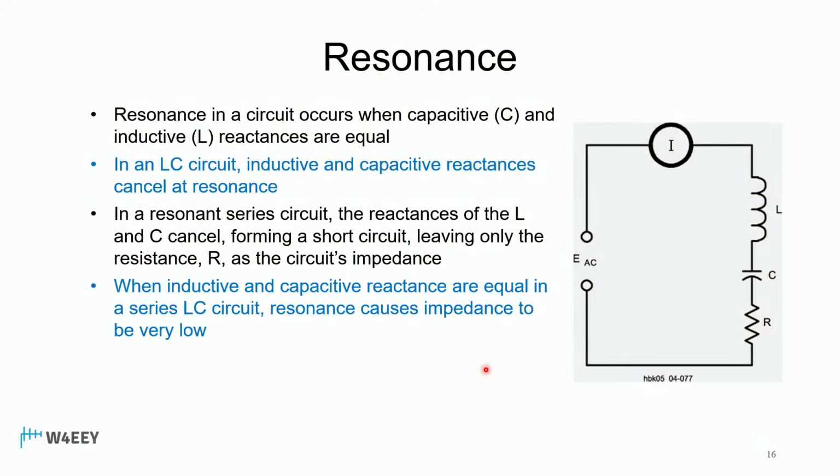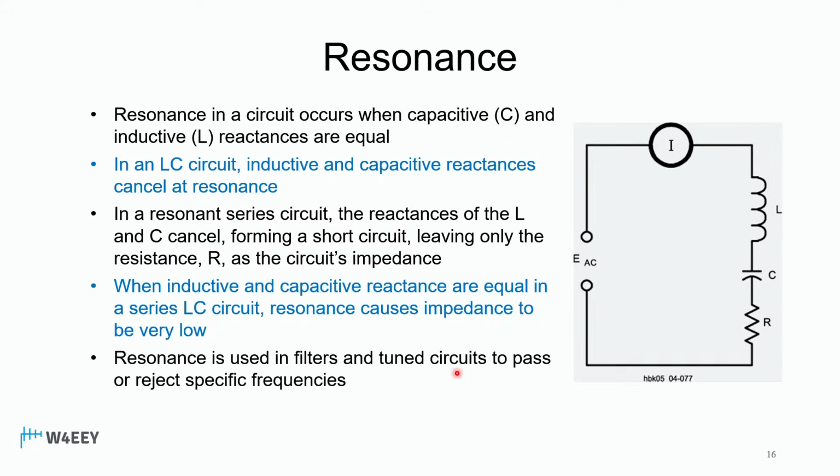So when inductive and capacitive reactance are equal in a series LC circuit, which this is, resonance causes impedance to be very low. I said it was like a short circuit. Their definition of very low is what I'm calling basically a short circuit. Now, why is this valuable? Well, as the frequency varies, you can see that we're starting to get the concept of selectivity. We can use this concept in tuned circuits to pass certain frequencies or reject other frequencies to allow you to differentiate between different signals on the band.